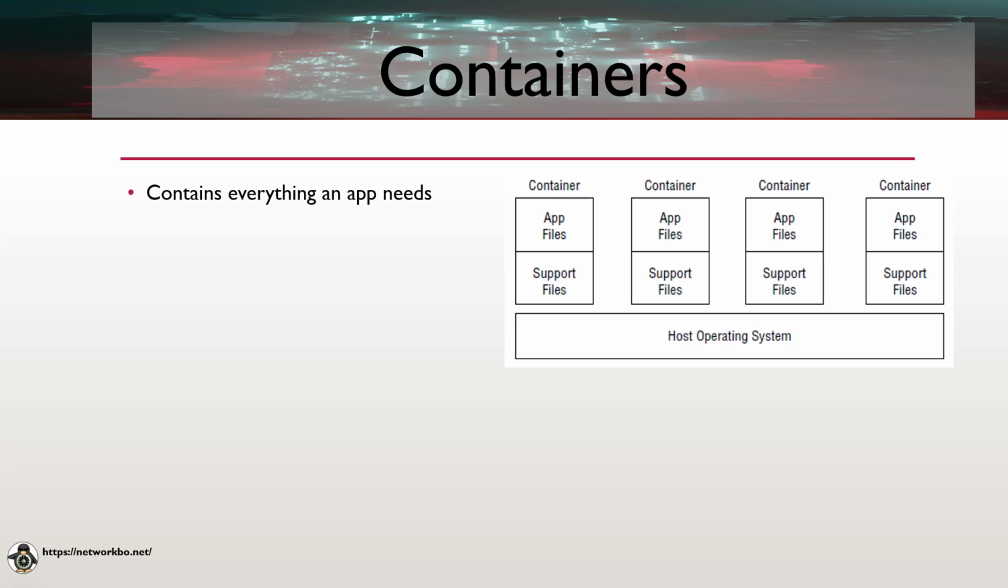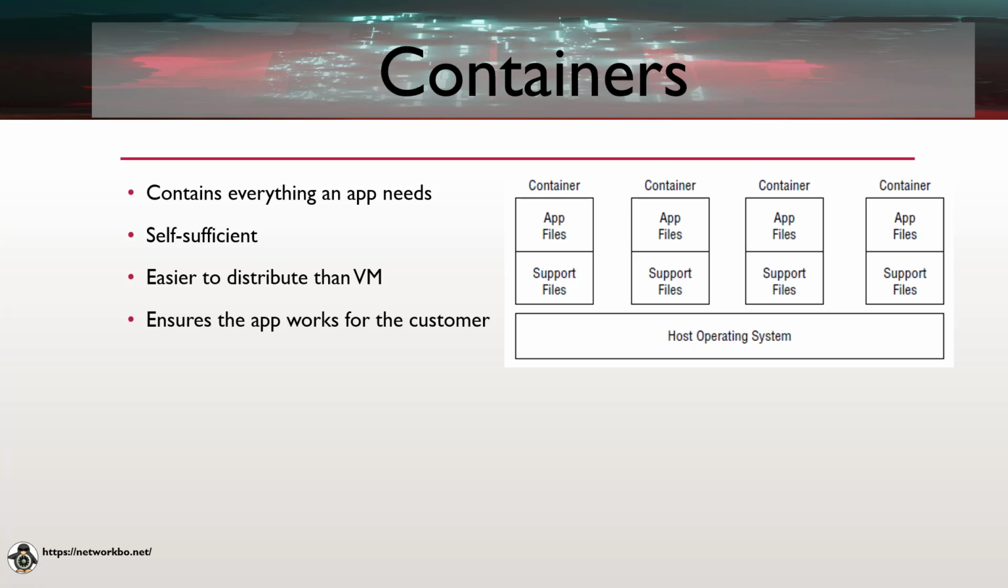Containers gather all the necessary files to run an application: the runtime, library, database, and any operating system files. The container contains everything the application needs to run, allowing the application to be self-sufficient. If you run multiple applications, you can install multiple containers, and each container is still a self-contained environment for each application. By packaging an application as a container, you are ensuring that the application will work for the customer the same way it worked in development. Containers don't contain the entire operating system, which makes them easier to distribute than virtual machines.